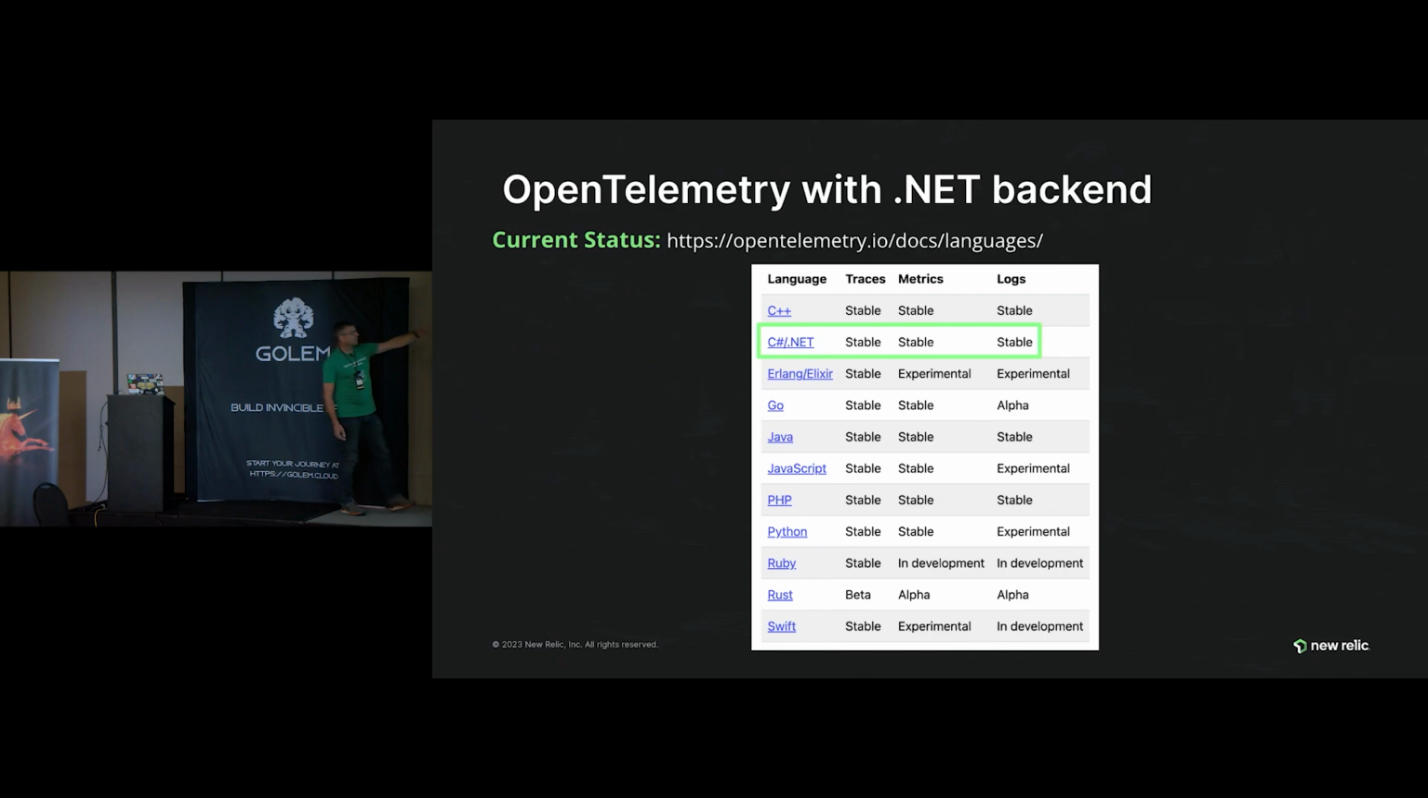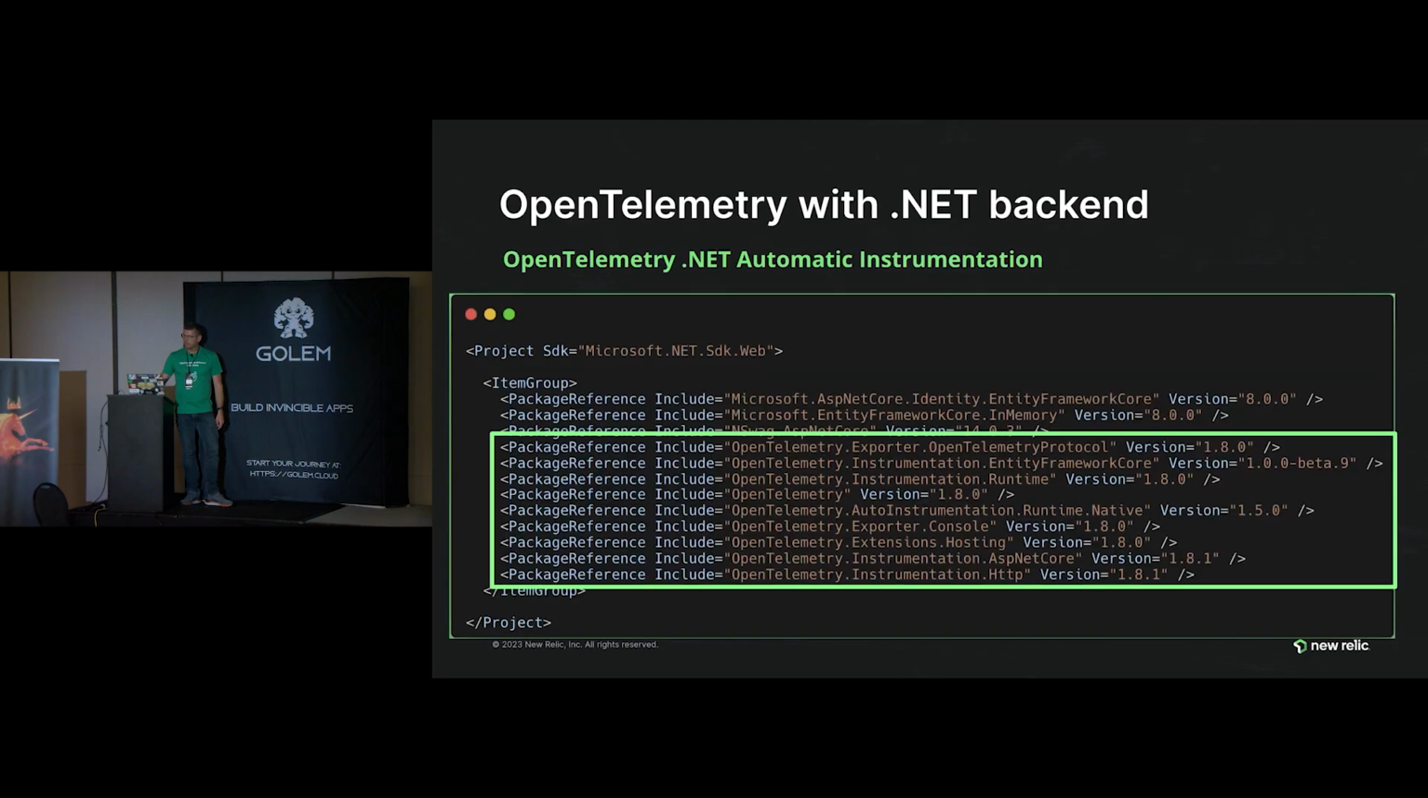For .NET, all the telemetry data is in a stable mode already. For other languages, it looks a little different, like for Rust. It's in beta and alpha stage, but this will change over time quite soon. And pretty much all of the things will be stable at some point, I guess.